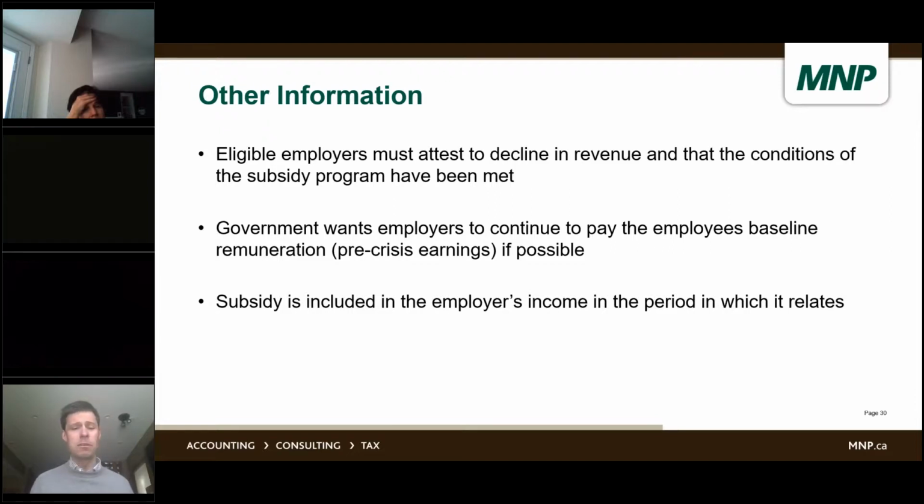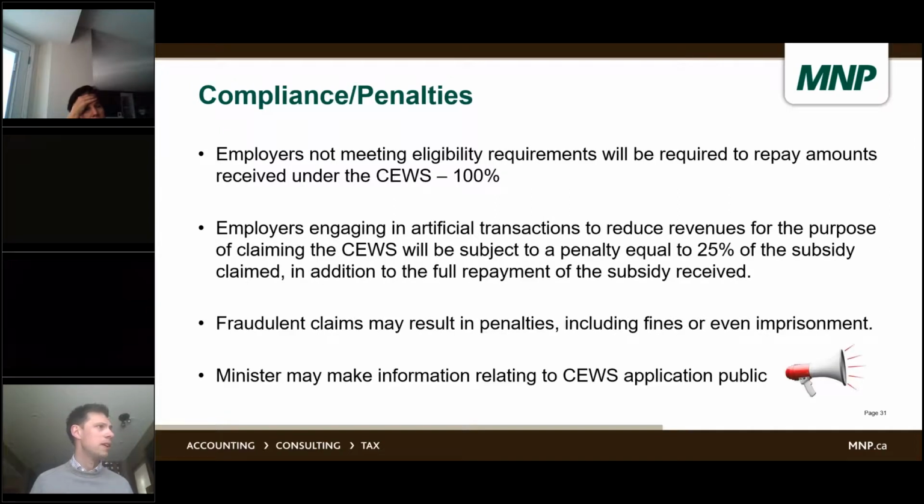And to note, whatever subsidy you get is included in taxable income. The compliance and penalties part of this, I'll just touch on briefly. If you turn out to be ineligible, you have to repay all of the benefit received. And if somebody does something artificial to reduce revenues or otherwise become eligible for this program when you're not supposed to be, there's 25% penalties on top of the repayment that could come into place.